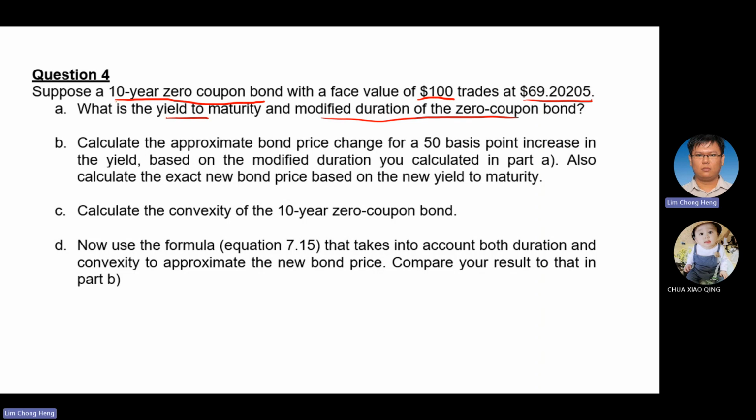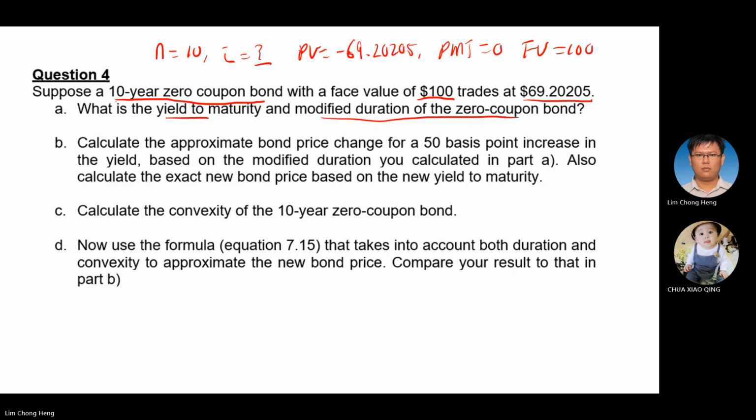We have 2 methods to calculate the modified duration. YTM should not be an issue for you. N is 10. Interest is what we want to find. PV is negative 96.20205. PMT is 0. Future value is 100. So you compute and you can get the YTM. This is not an issue.